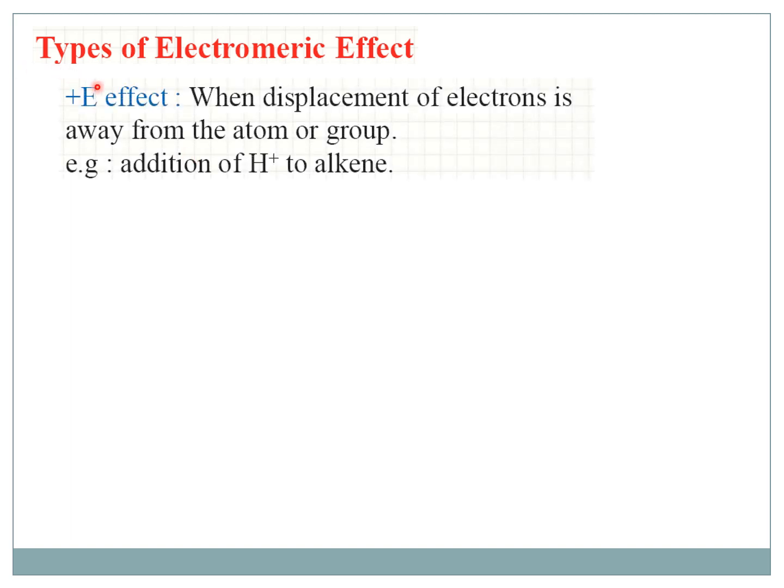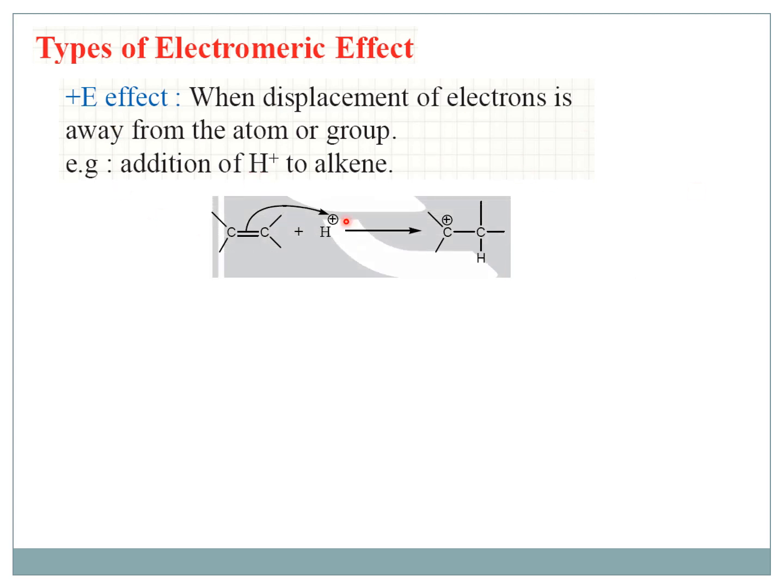First is the plus E effect, when the displacement of the electron is away from the atom or group. So here we see that in the presence of an acid, that is a proton, the shifting of the electron is away from the carbon atom. So this is known as the plus E effect. And due to this, there is a positive charge on the carbon atom. So when we remove this proton, there is no electromeric effect.